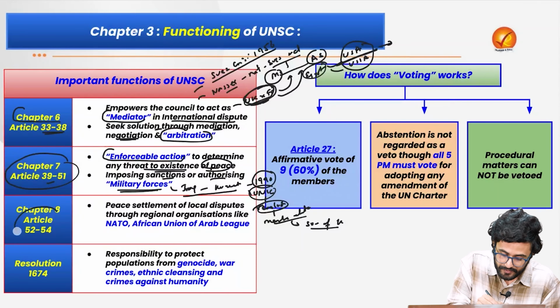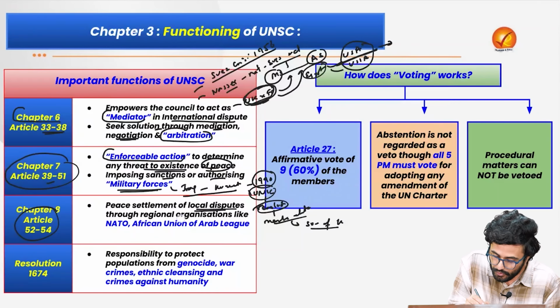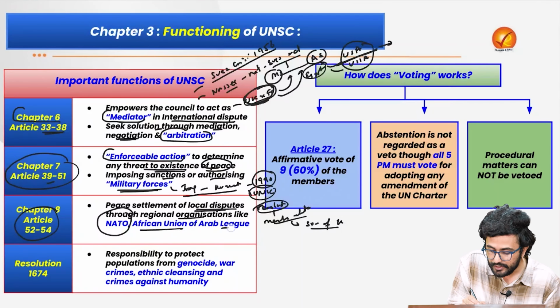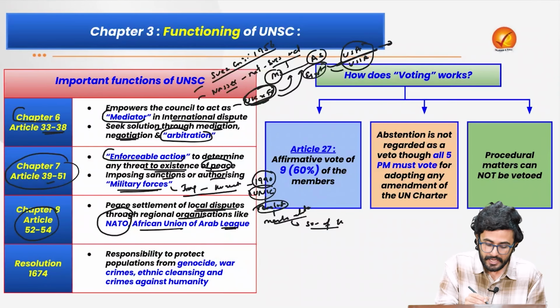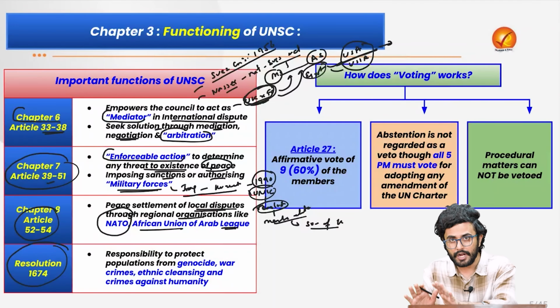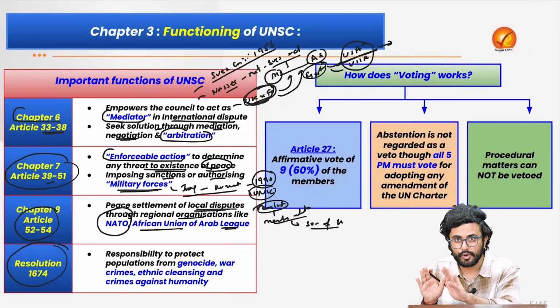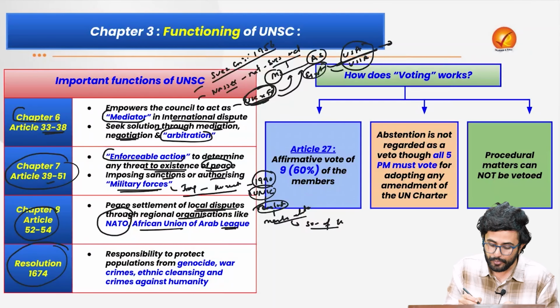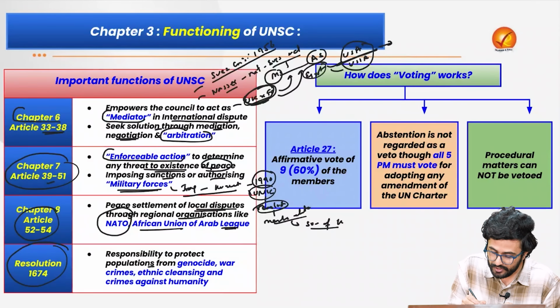Chapter 8, Article 52 to 54. It calls for peaceful settlement of local disputes through regional organizations like the North Atlantic Treaty Organization, African Union or Arab League. Then Resolution 1674 casts a responsibility on the members of the United Nations Security Council to protect the world population from genocide, war crimes, ethnic cleansing and any crime committed against humanity.